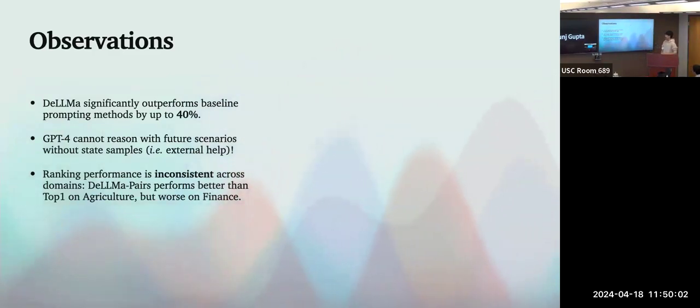Also, one thing that's probably not so clear in the graph is that the ranking performance is inconsistent across the domains. For DeLLMa pairs, it's really good for agriculture planning, but for finance, top one is actually better. That means for agriculture planning, you can get meaningful utility elicitations from the rankings, but for finance, because this task is very challenging and there is a lot of noise, sometimes you can just get the best scenarios, and you cannot always distinguish the subsequently ranked pairs.